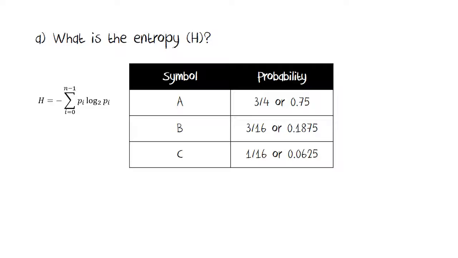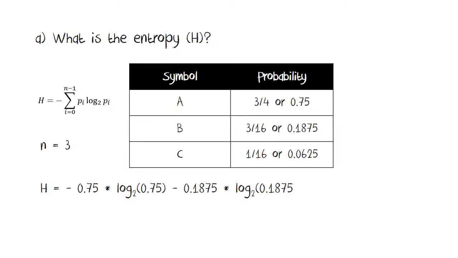To find the entropy, we need to use the equation that we talked about previously. Here, n equals 3 because we have 3 symbols. Now we plug the values into the entropy equation, and we would get H equals negative 0.75 times the log 2 of 0.75, minus 0.1875 times the log 2 of 0.1875, minus 0.0625 times the log 2 of 0.0625. Plugging this into a calculator, we would get that the entropy is equal to 1.014. Let's move on to the next question.